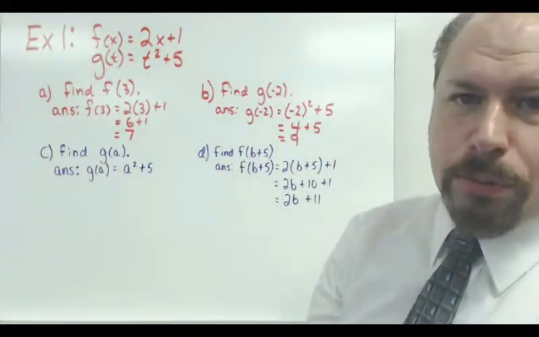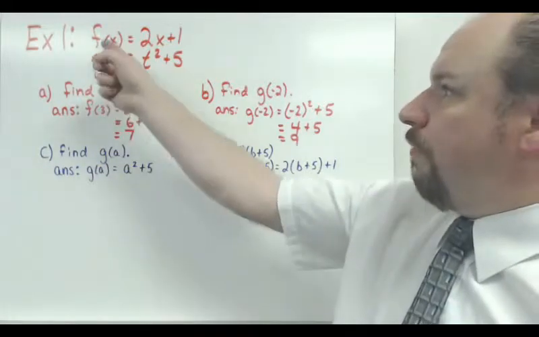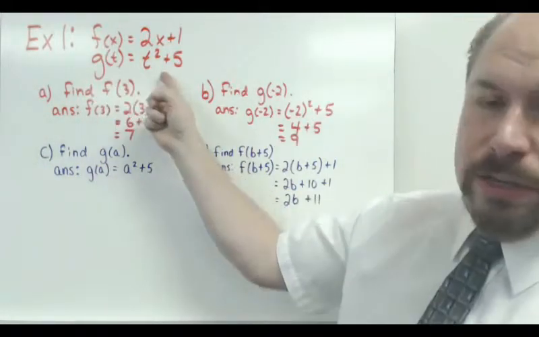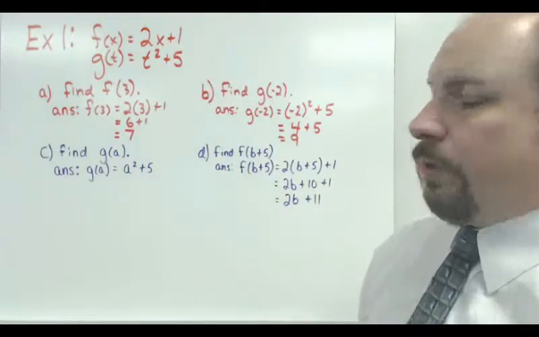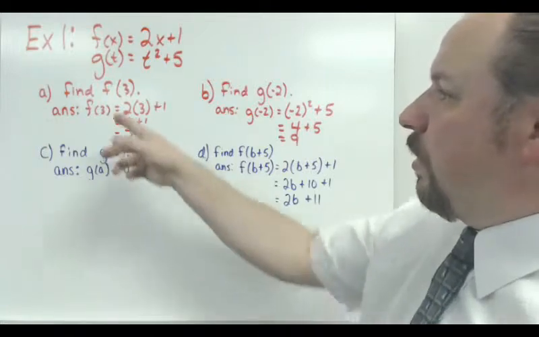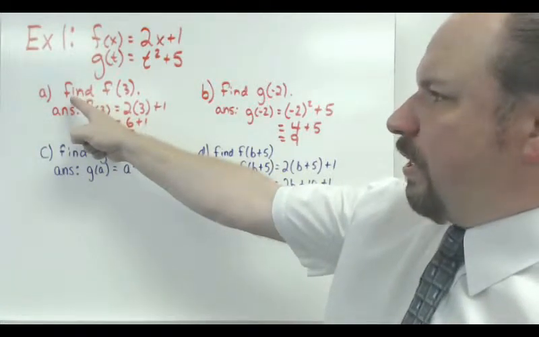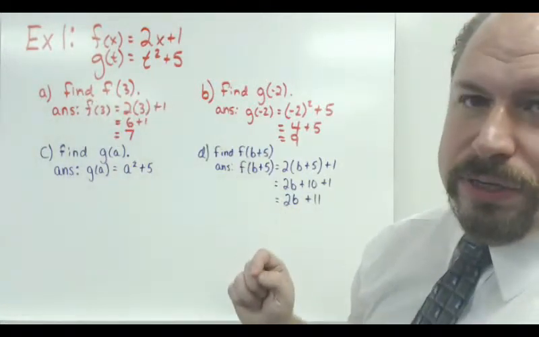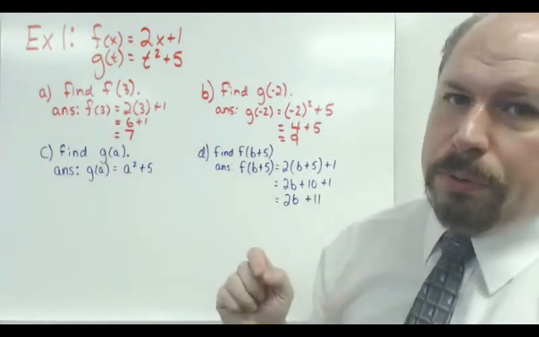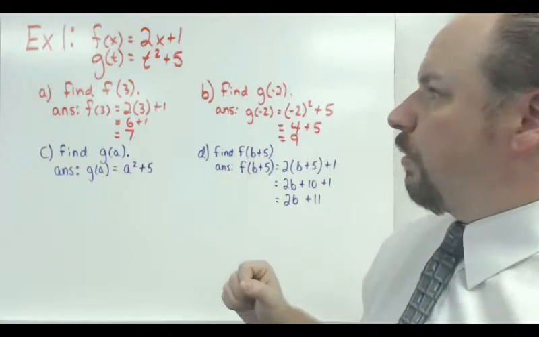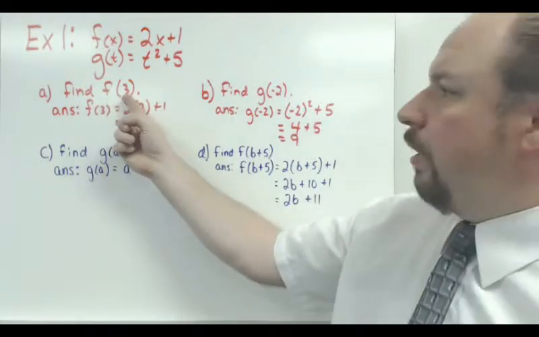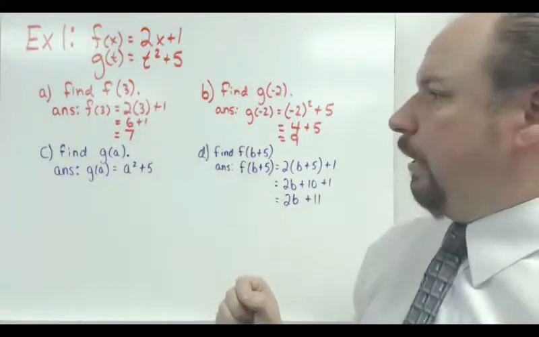So in our first example, we have two functions. We're given f of x is equal to 2x plus 1, and g of t is equal to t squared plus 5. So the first thing we're going to do is put in some numbers and evaluate. In the first example, we want to find f of 3. Notice we took out the input variable and put a number in its place. So what that is asking us to do is evaluate function f at the input of 3.